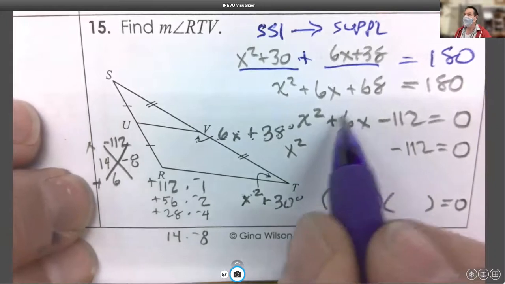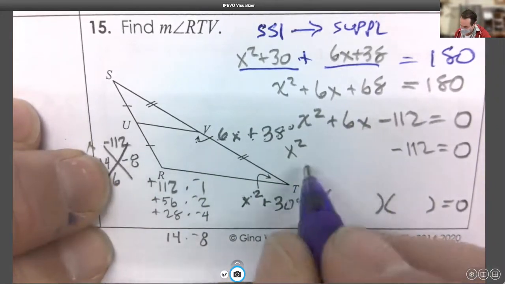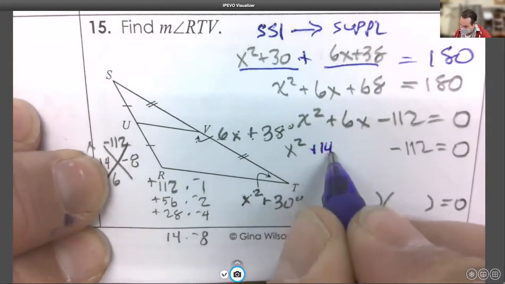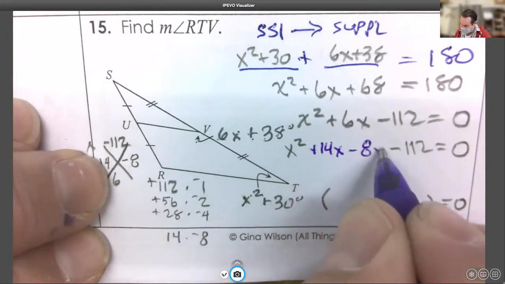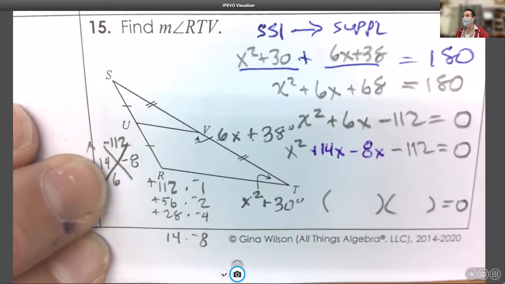In other words, instead of writing this as 6x, I'm going to split it up this way. I'm going to go plus 14x minus 8x. Now I'm going to use something called factor by grouping.